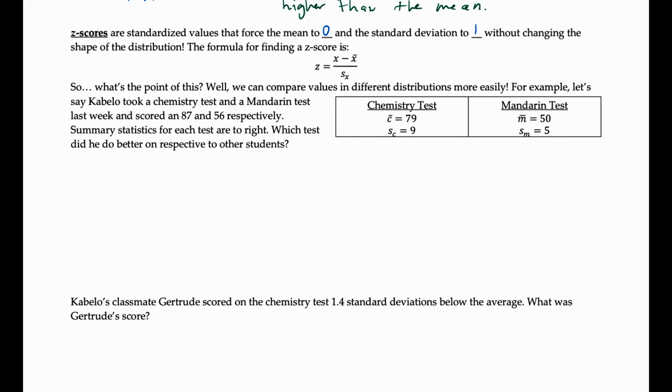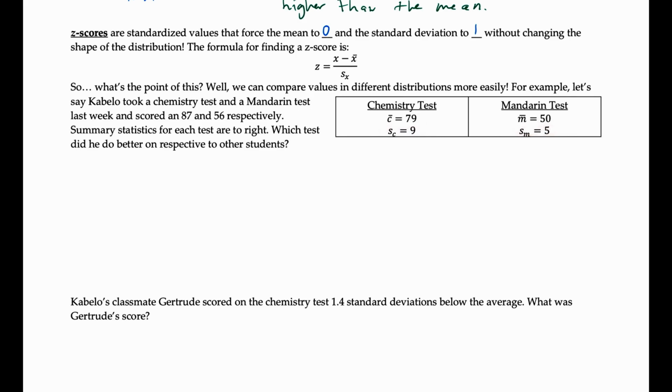So we come in over here now, and we see, oh, wait, the chemistry test average was a 79 with a standard deviation of 9. So it looks like Cabello did better there. You got higher than the average. Good job. And over on Mandarin, the average was a 50 with a standard deviation of 5. So again, he did better. Now it becomes a little bit tougher. How do you know which one he did better on, because he did better than the average on both? Well, that's where the standard deviations come into play to help us figure this out.